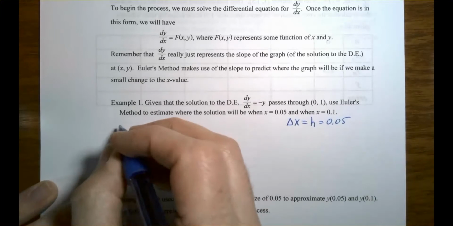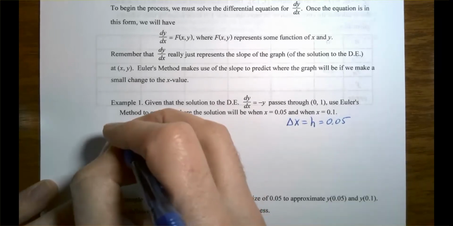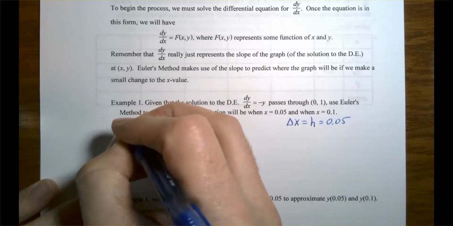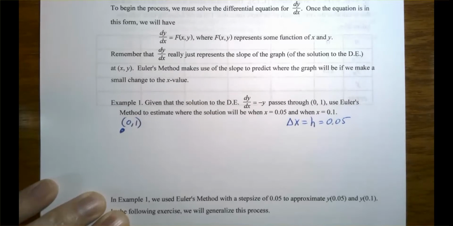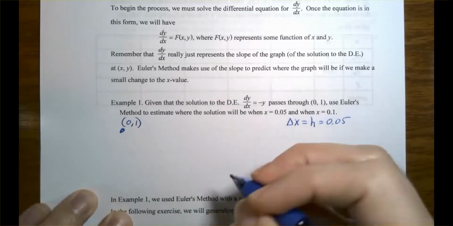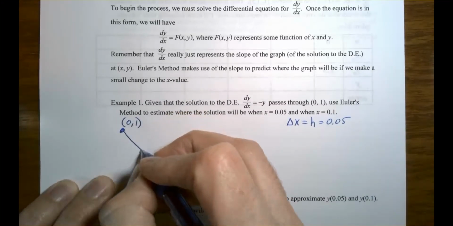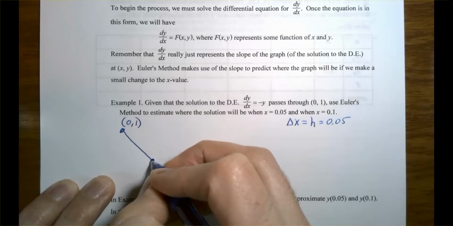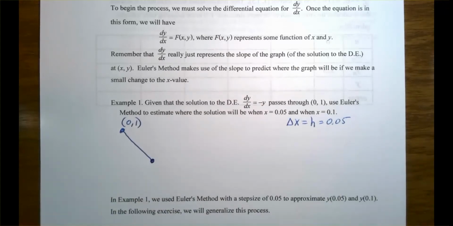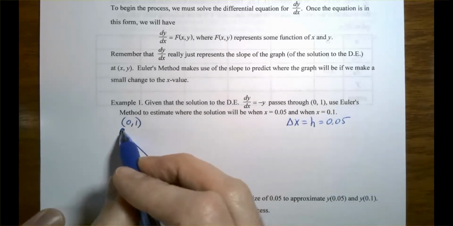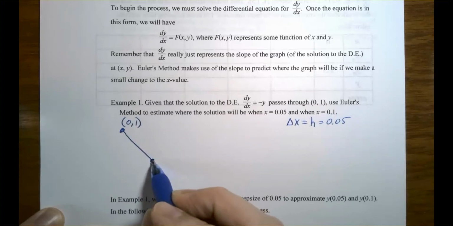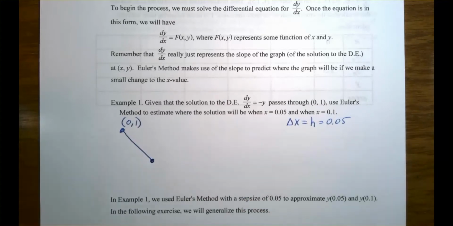Just easier to work with. So let's say this is the point (0, 1), my starting point. I know the slope at that point was -1. So I'm just going to go down 1 over 1 in that direction to get to my next point. So I'm taking that step at a slope of -1 to get my next approximation.